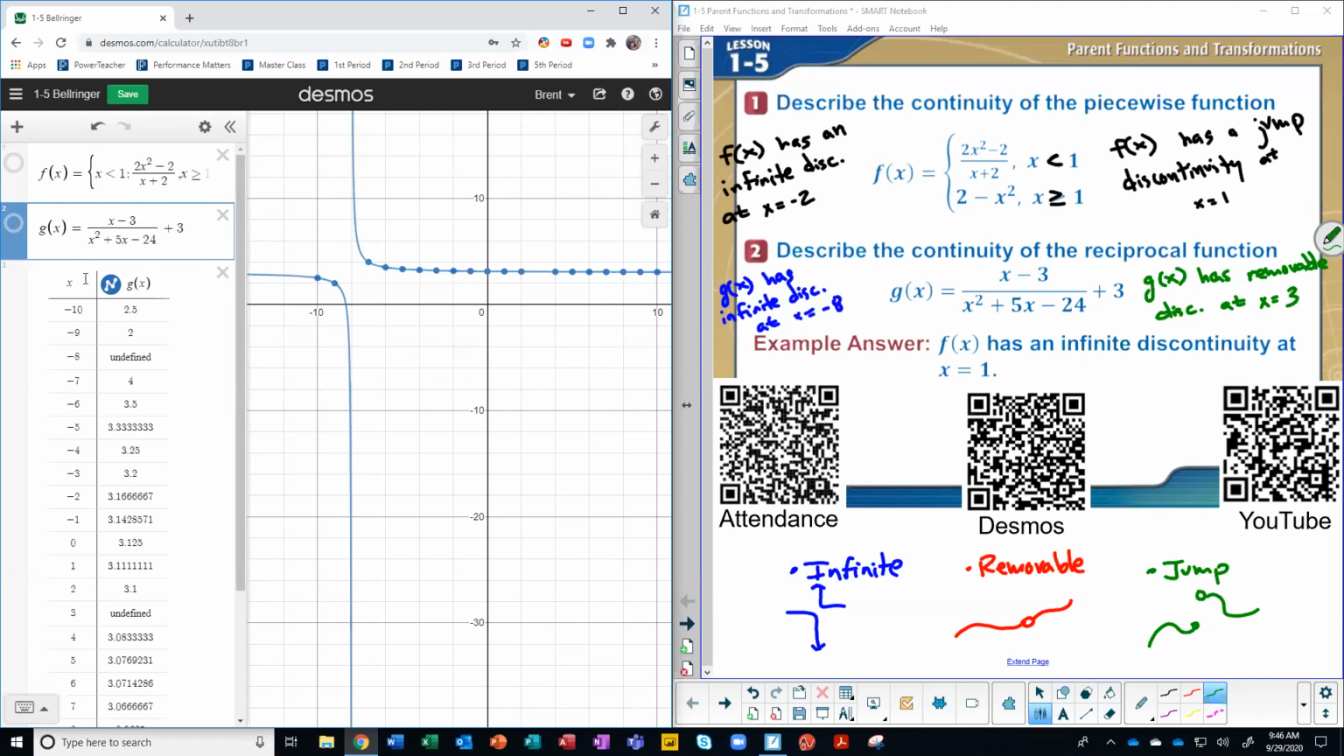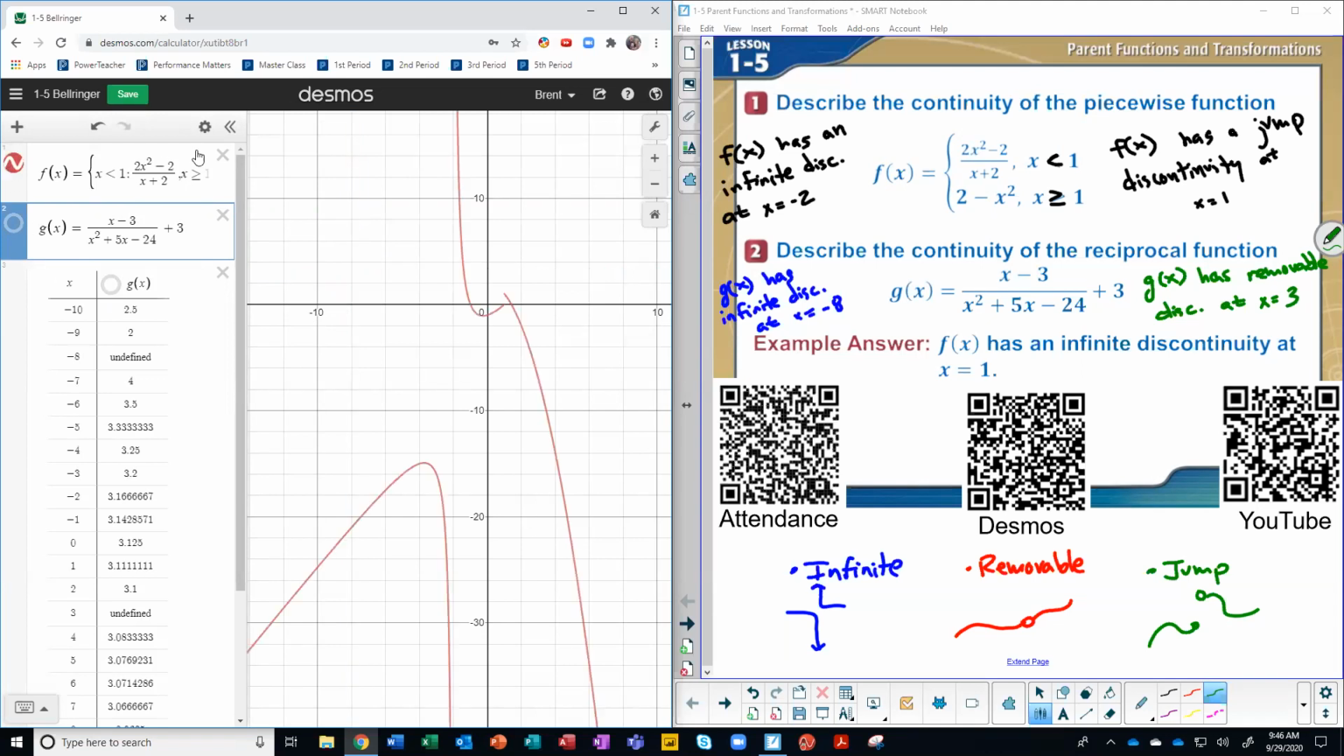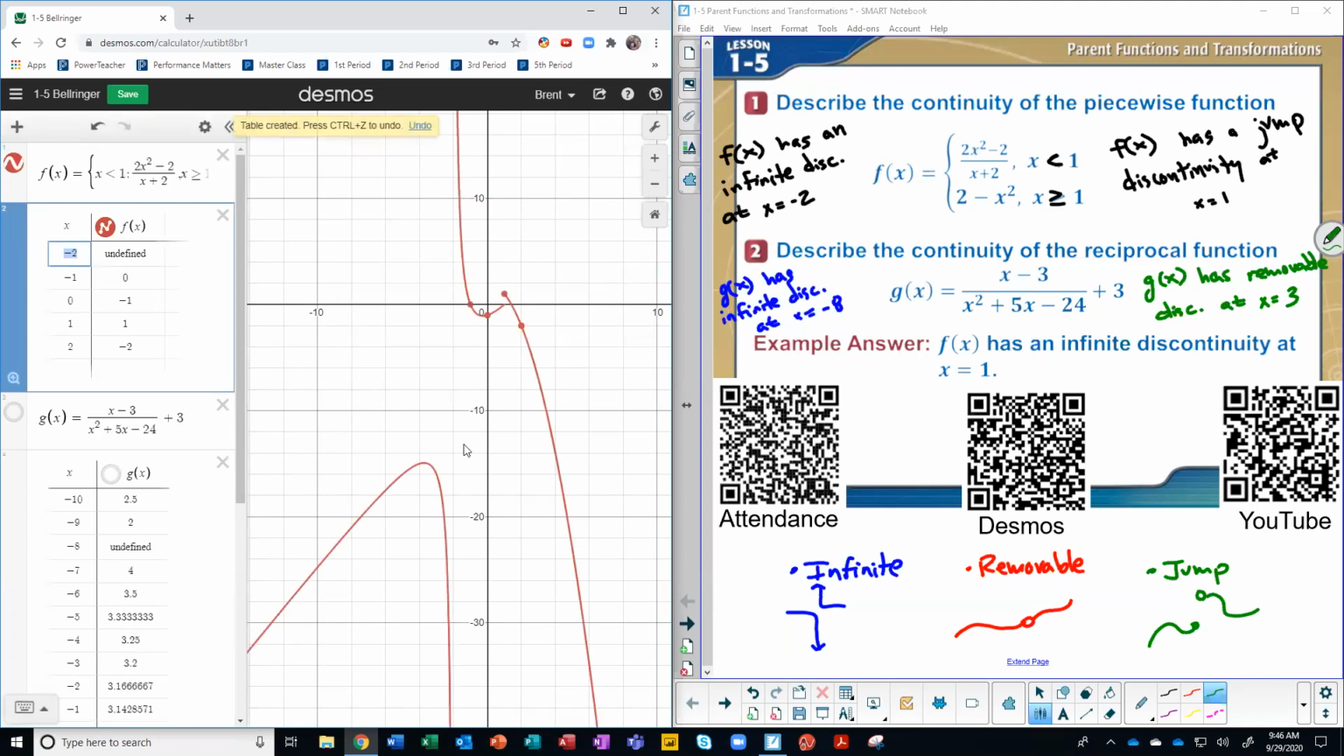Let's try number 1. I'm going to take off this graph and turn on number 1. Again, I'm going to hit that gear. I'll hit convert to table, and we have these values.